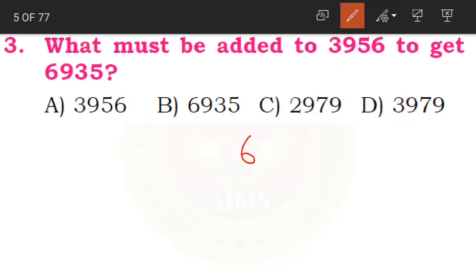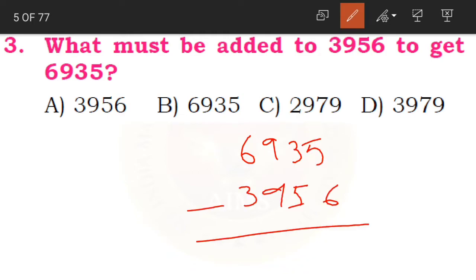Now let us subtract 6935 minus 3956. Now 5 minus 6 is not possible, so we'll borrow. 15 minus 6 is 9. 2 minus 5, again we need to borrow. 12 minus 5 is 7. Now 8 minus 9, again we need to borrow. 18 minus 9 is how much? 9. 5 minus 3 is 2.